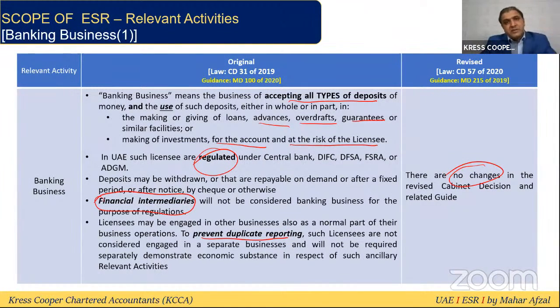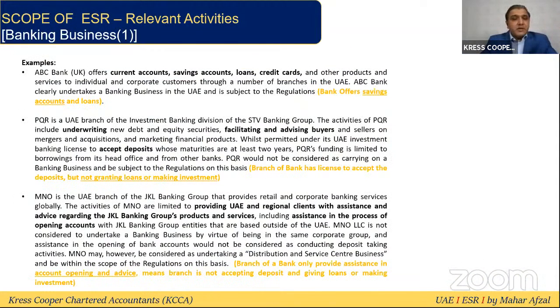So on an overall basis, we can say that if the bank is accepting deposits, giving loans, overdraft guarantees, or making investments, then it will be considered that the bank is involved in banking business. Otherwise, we'll say the bank is not involved in banking business. So these are some examples. They said AB Bank offers savings accounts and loans, meaning the bank is accepting deposits and offering savings accounts and loans. Yes, it will be subject to ESR.